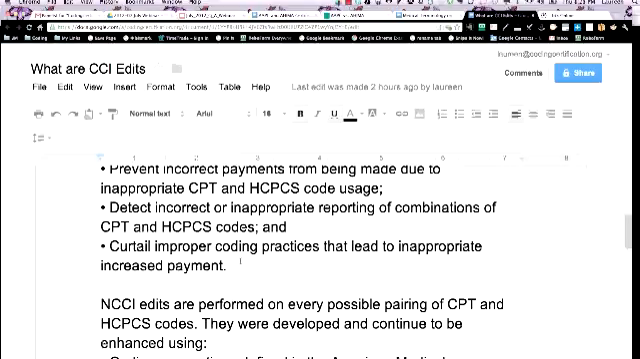We know about diagnosis to procedure code edits. So you can have a very expensive procedure, but if you don't have a good diagnosis to support it, they're going to deny it. So that's an edit. This is just a different type of edit. It's instead of CPT and ICD, it's these two CPT codes cannot go together. And these edits are performed on every possible pairing of CPT and HCPCS.